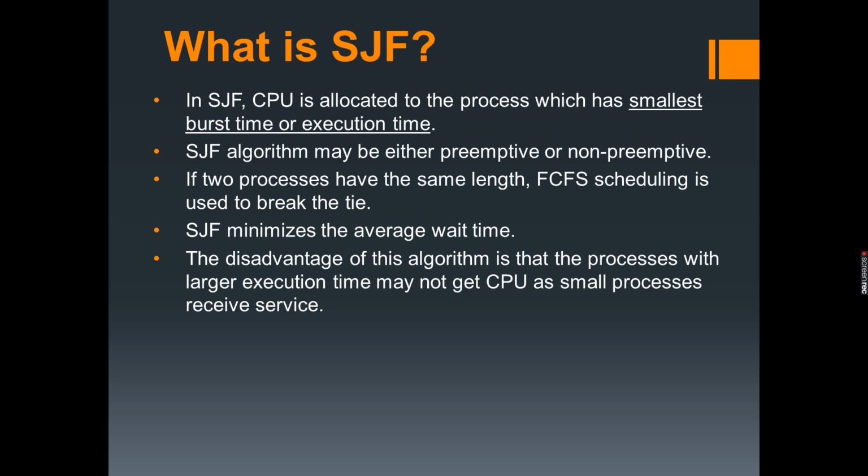SJF minimizes the average wait time, which is the advantage of this algorithm. The disadvantage of this algorithm is that the processes with larger execution time may not get the CPU, as small processes receive the service of the CPU.